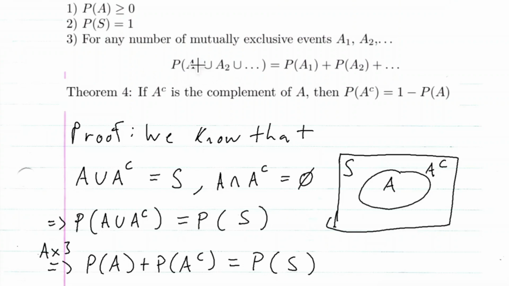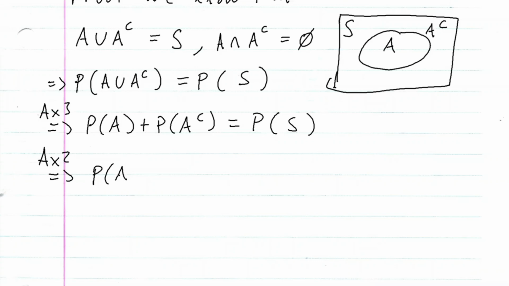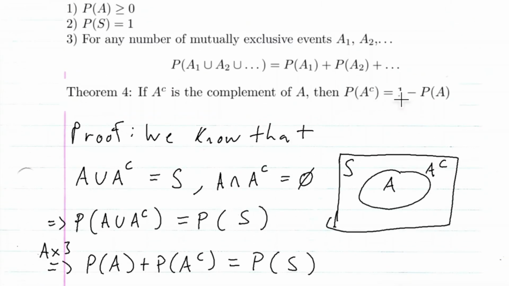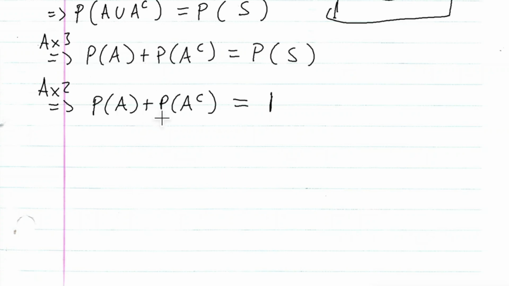Now I'm going to use axiom 2. I know that the probability of the sample space is 1. So by axiom 2, I know that the probability of A plus the probability of A complement is equal to 1. Now I want to get the probability of A complement is equal to 1 minus the probability of A. Well, all I got to do here is subtract probability of A from both sides, and then I'm done.